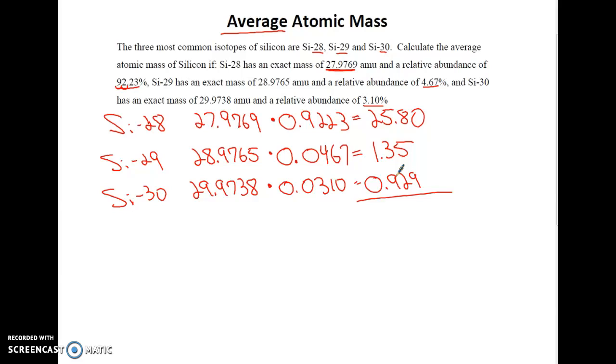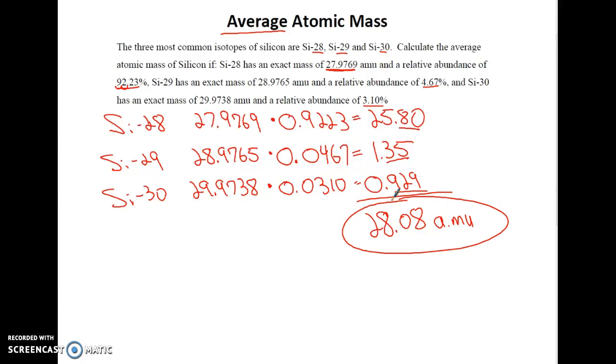Now when you add, you go by the least number of decimal places. And that has 2, and this one has 3. So we're going to round it off to 2 decimal places. And when you do that, what you get is 28.08, and it's atomic mass units. And what we said from the beginning is that since silicon 28 has a very high relative abundance, we should expect the average atomic mass to be close to 28, and that's what we get.